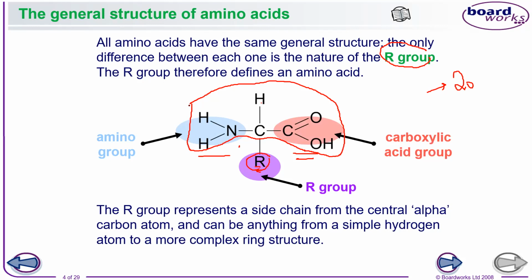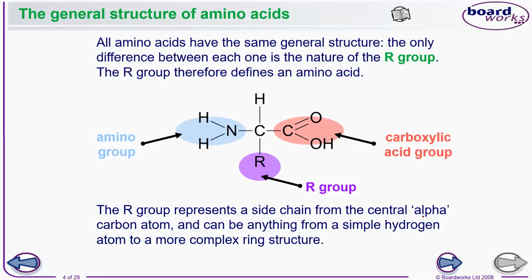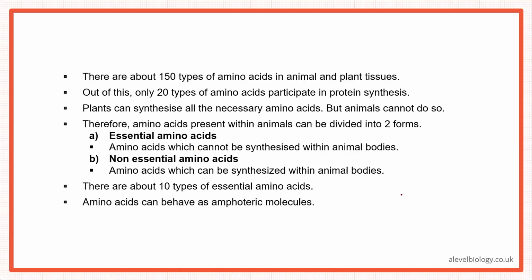So the central carbon is sometimes known as the alpha carbon also. As we were discussing, there are around 150 amino acids, but 20 are actually involved in protein synthesis. So we have these essential amino acids. The thing with these amino acids is that they cannot be synthesized within animal bodies, so they are known as essential amino acids. We have to look for some source to get them.